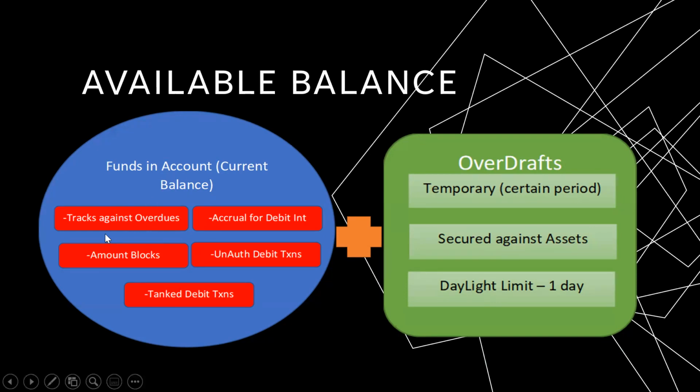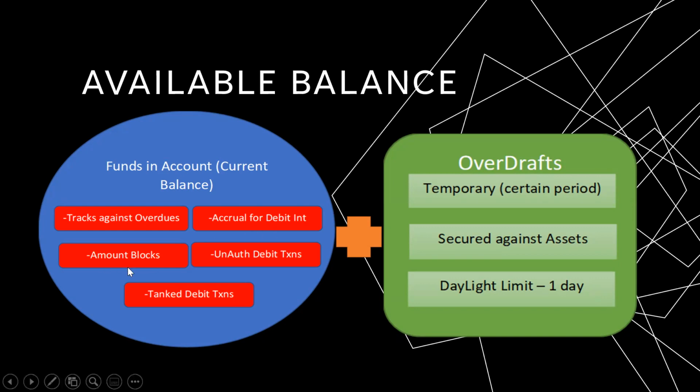The first one we will see is the tracks against overdues, like when the customer has some charges or loan overdue which is yet to be recovered, and because of insufficient funds it's not recovered. So when the customer deposits, the amount will be blocked for such overdues, so the customer cannot withdraw that amount. The second one is the accrual for debit interest. In case the account was in negative balance, typically for a current account, for this month, and then the customer comes and deposits money which makes it a positive balance, the system would have accrued some amount for the debit interest, and that will be adjusted, that will be blocked against the current balance.